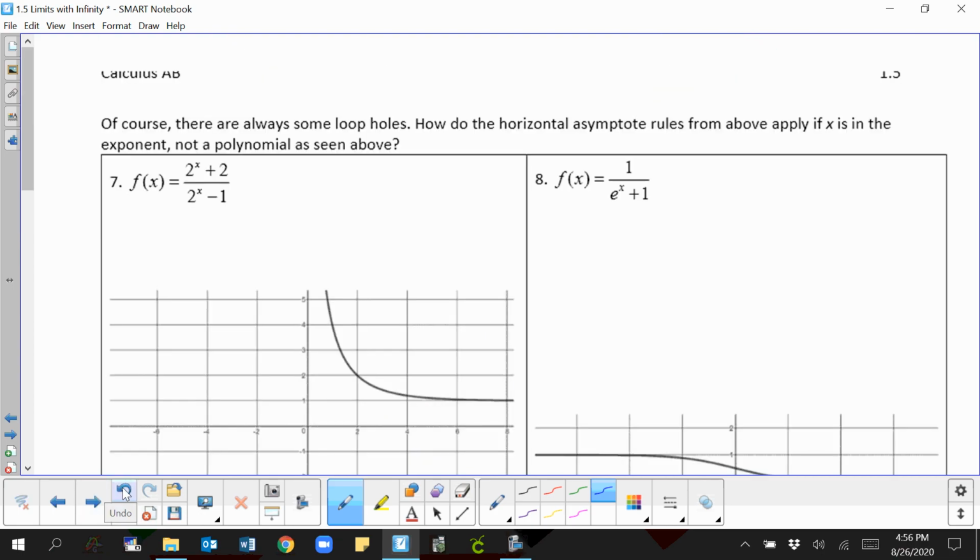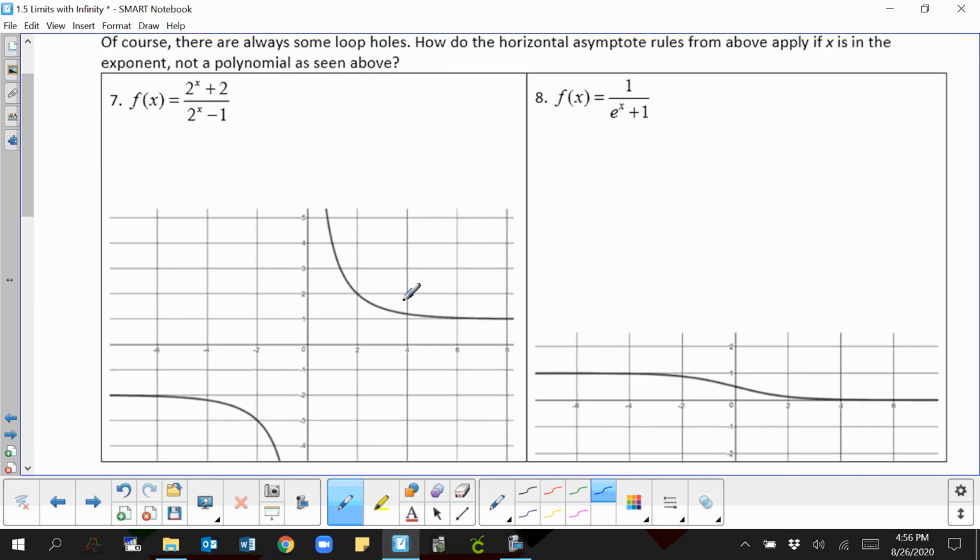So there are some exceptions or some loopholes. Let's look at how the horizontal asymptote rules apply if x is in the exponent instead of it being a normal polynomial as seen on the last page. If I'm looking at number 7 right here, as we go off to infinity, it's going to 1, and then as we go off to negative infinity, it's going to negative 2. And then for 8, as we're going off to infinity, it's going to 0. And as we're going to negative infinity, it's going to 1.